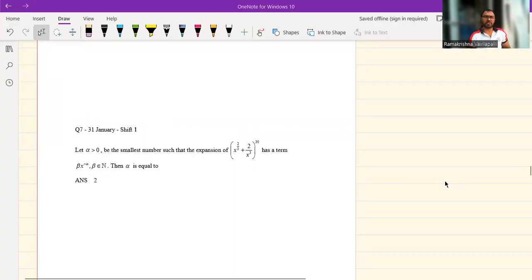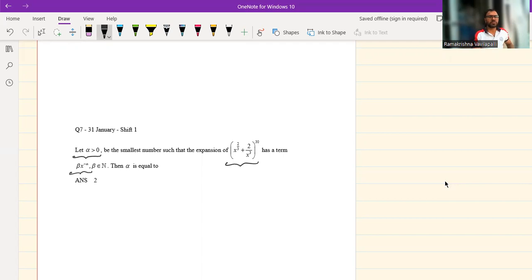There is another question based on the coefficient of x power k in (ax power p plus b by x power q) whole power n. Here you see, they are asking this time in a different way. Let alpha greater than 0 be the smallest number such that in this expansion beta into x to the power of minus alpha exists. Then what is alpha? Right? So we need to find out that x power minus alpha exists.